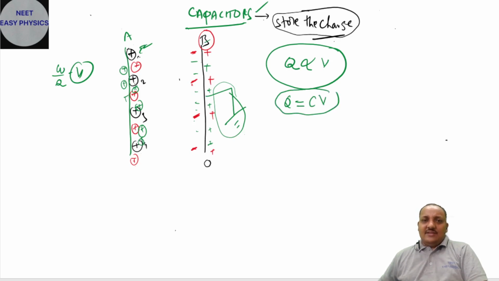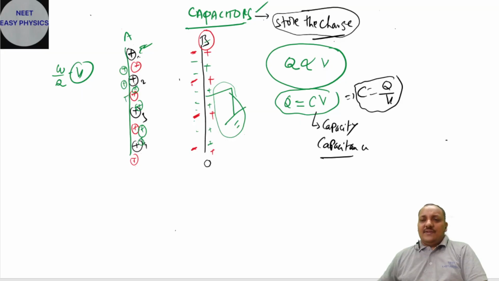Here C is going to be the capacity or capacitance of the conductor. They are going to say C is equal to Q by V. Now, what is the unit for this? Coulomb per volt. This one only they will write as farad, isn't it?